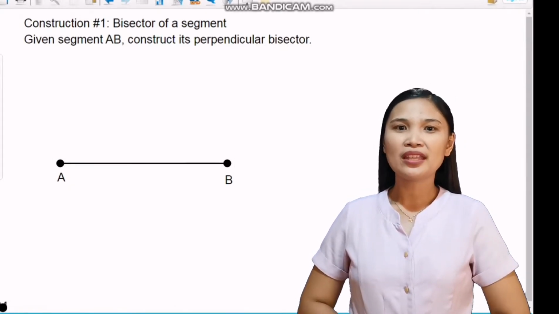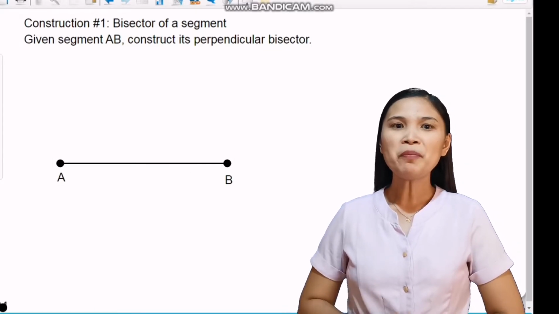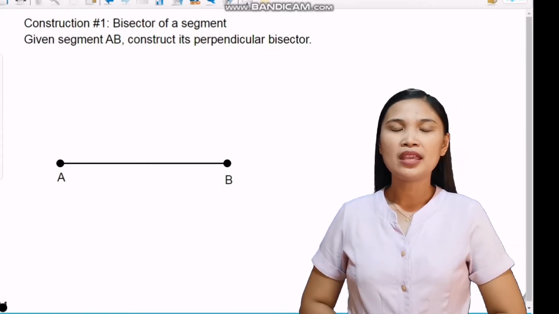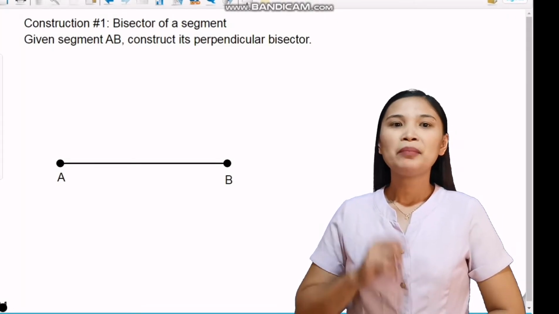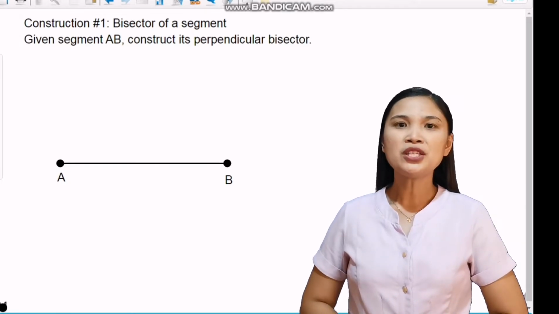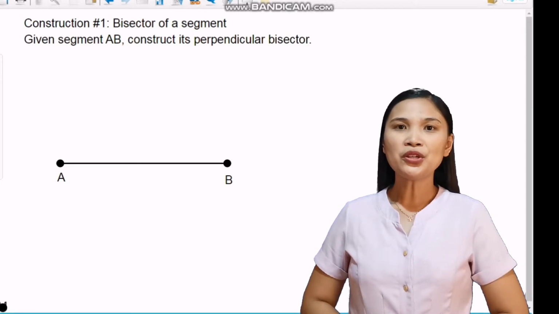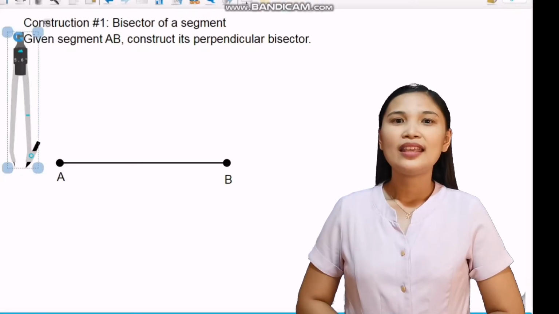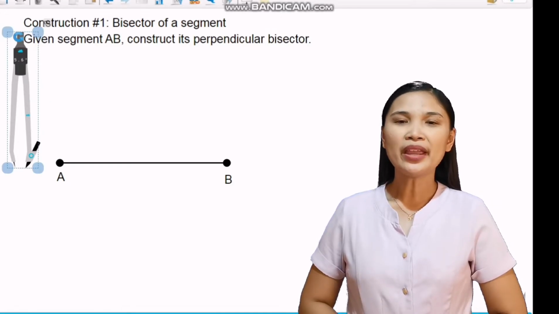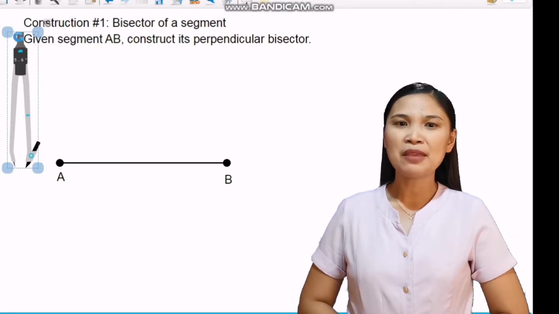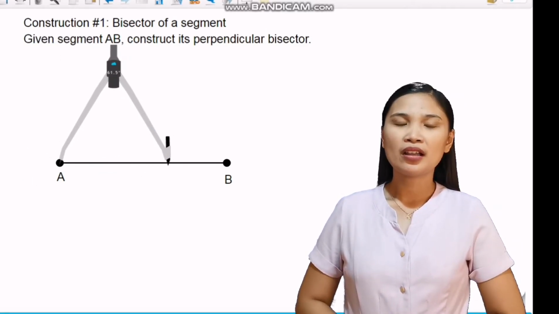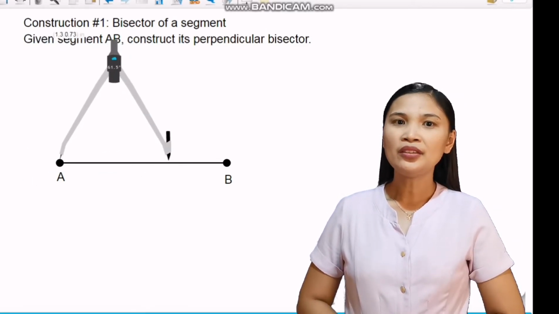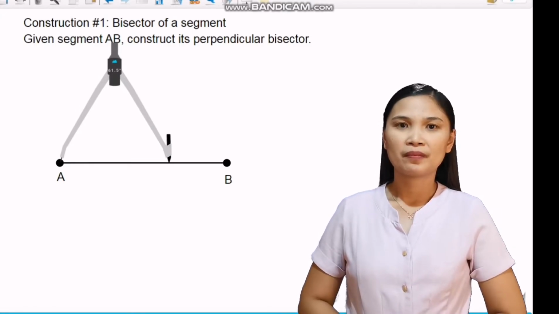So let's illustrate the given condition. On your paper, draw a segment AB and label the endpoints as A and B. Please take note that when you are performing geometric constructions, make your drawings neat and accurate. Step 1. With any radius greater than half of segment AB and with A as center, draw an arc above the line AB and another arc below it.